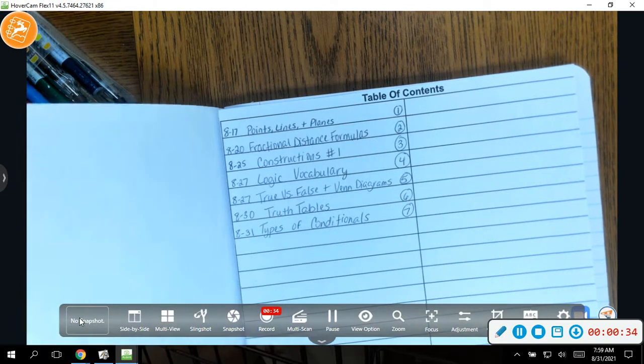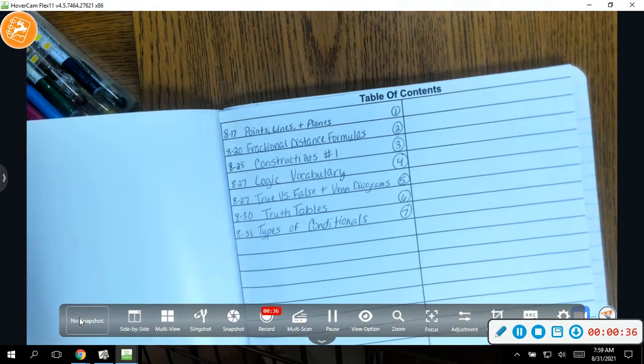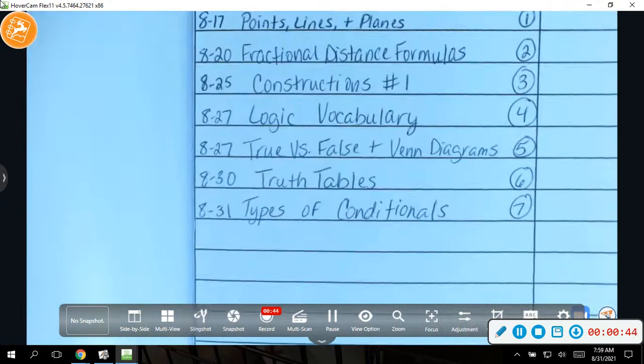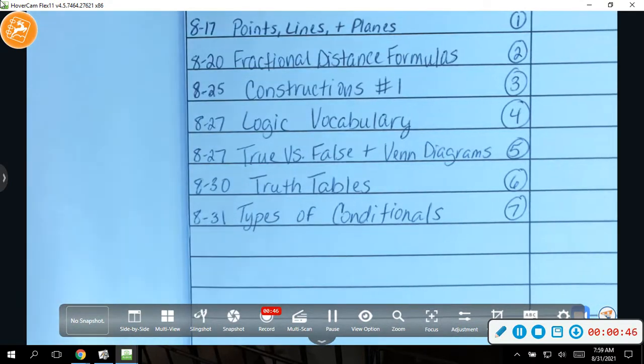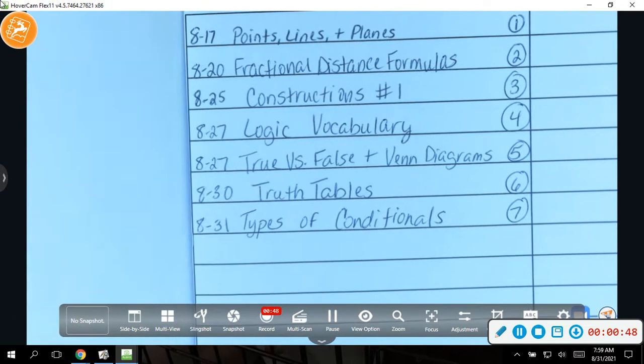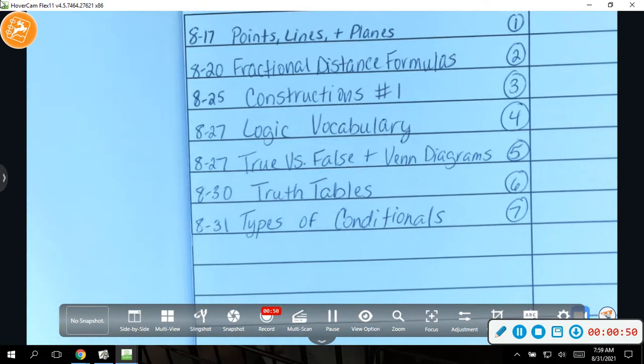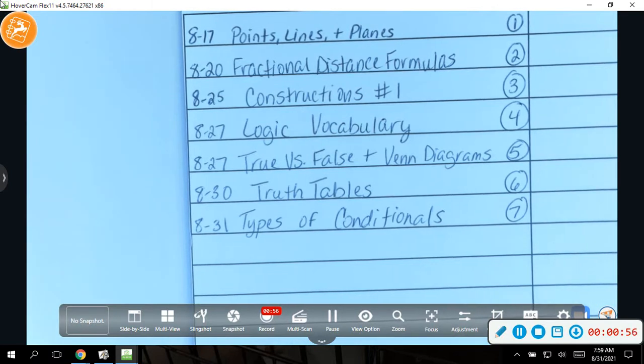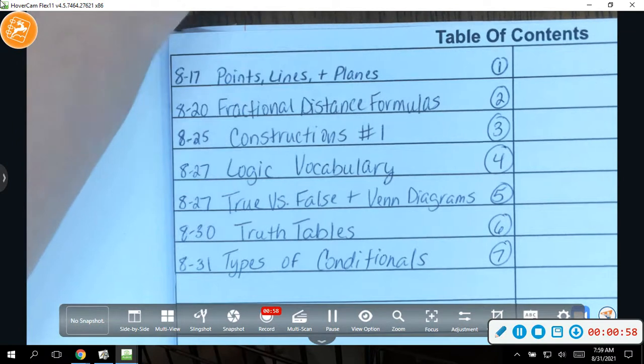Because there's several types of conditionals. They all have the if in them, but types of conditionals is the title for today. And you just go to the next page after what we did yesterday. You'll title it Types of Conditionals and put today's date. It should be your 7th page.